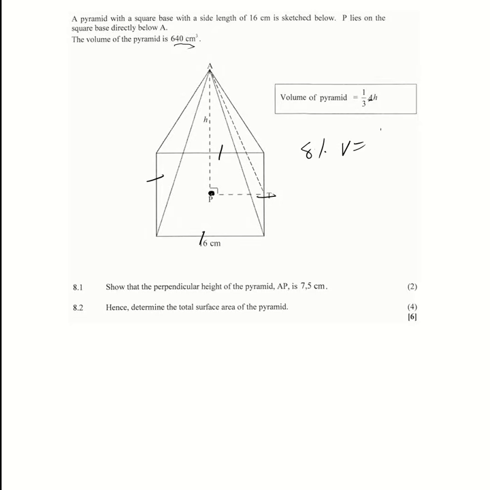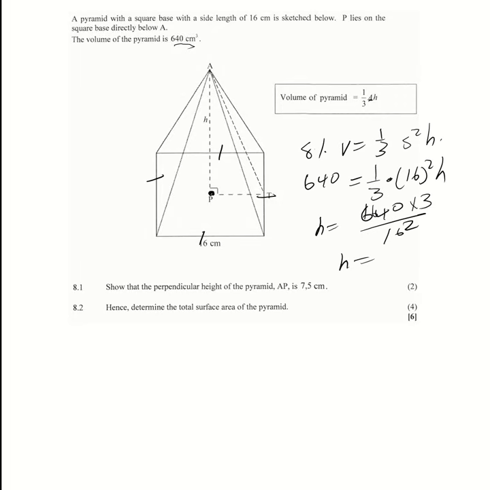So we say that the volume is equal to 1/3 the area of the base, which is side squared, times height. The volume is 640, which is 1/3 times the side, 16 squared, times H. So that means H is equal to 640 times 3 divided by 16 squared. Then what is H on the calculator? Just punch that in, which is 7.5 centimeters. Then that's done.